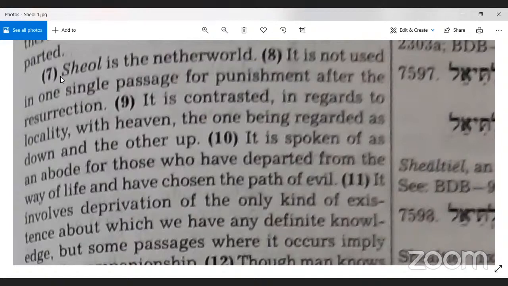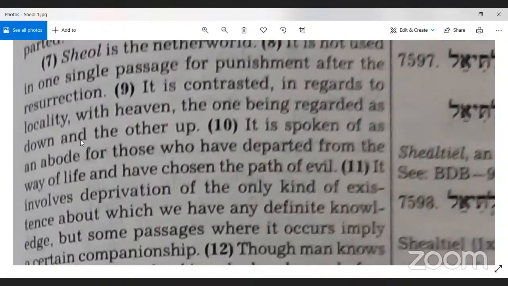Okay, let's continue. Number 7, Sheol is the netherworld. 8, it is not used in one single passage for punishment after the resurrection. So why is everything about it negative? Good question. It isn't. There's no punishment, in contradiction to the religions that teach that you go in hell and you burn.